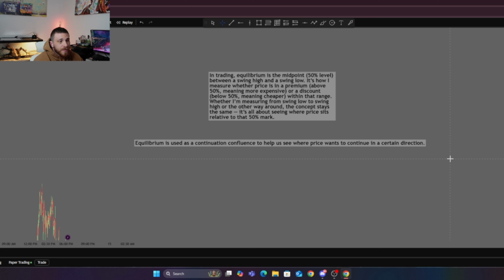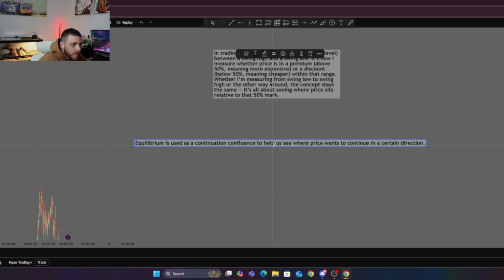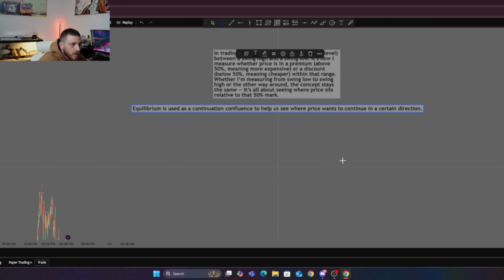Whether I'm measuring from the swing low to the swing high or the other way around, the concept stays the same. It's all about seeing where price sits relative to the 50% mark. We'll put this up here. Let's not go over this yet. I want to just talk a little bit before we go over the second part.